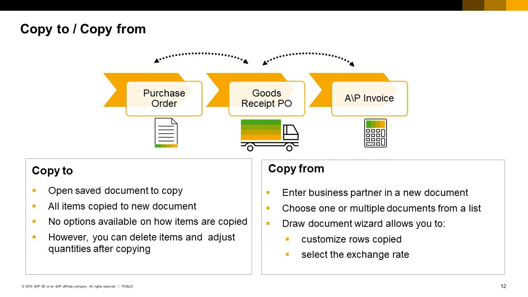Regardless of the method you use, Copy to or Copy From, when you save a target document that contains all of a base document's items and quantities, the base document will be closed and you will not be able to copy it again to another document.